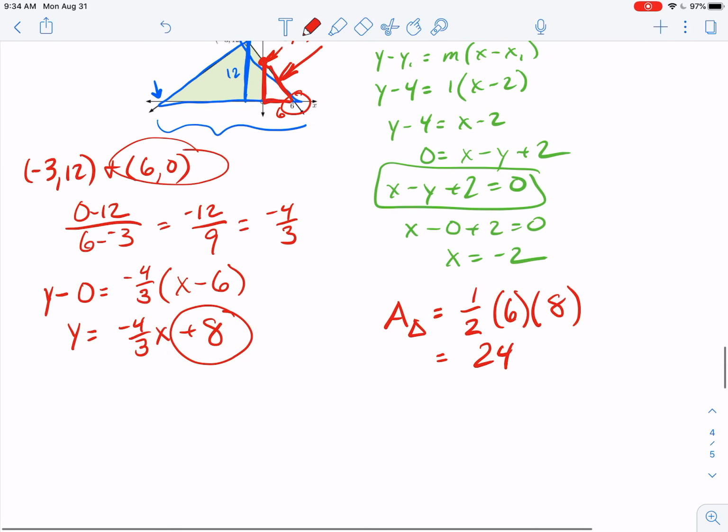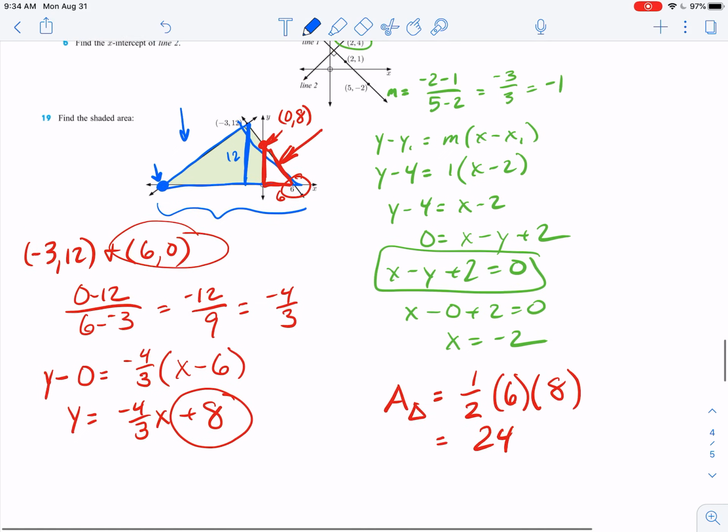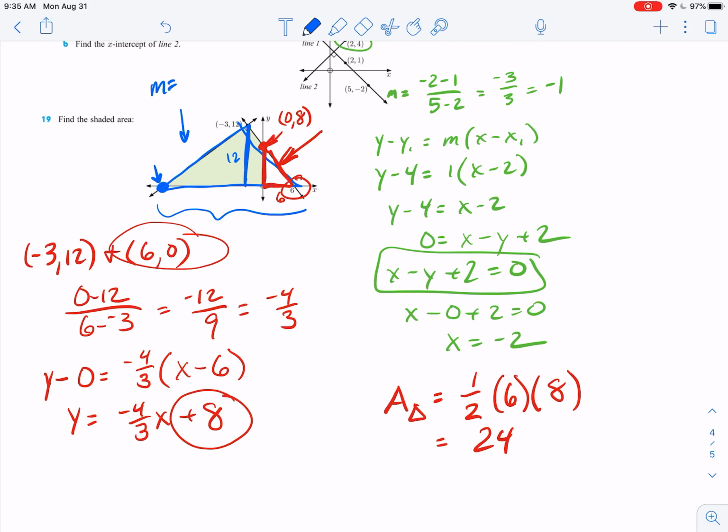Okay, so now let's look at the blue. And so what I really need to know is what this point is. So I know it's perpendicular to the other line that we just had. The red slope was negative 4/3. So the blue slope, by slope I mean gradient, sorry IB, it's going to be a positive 3/4.